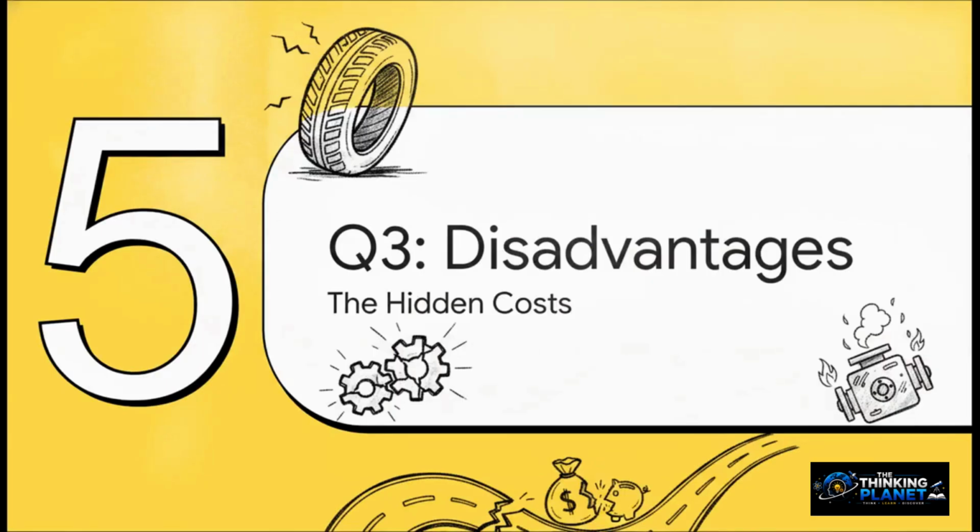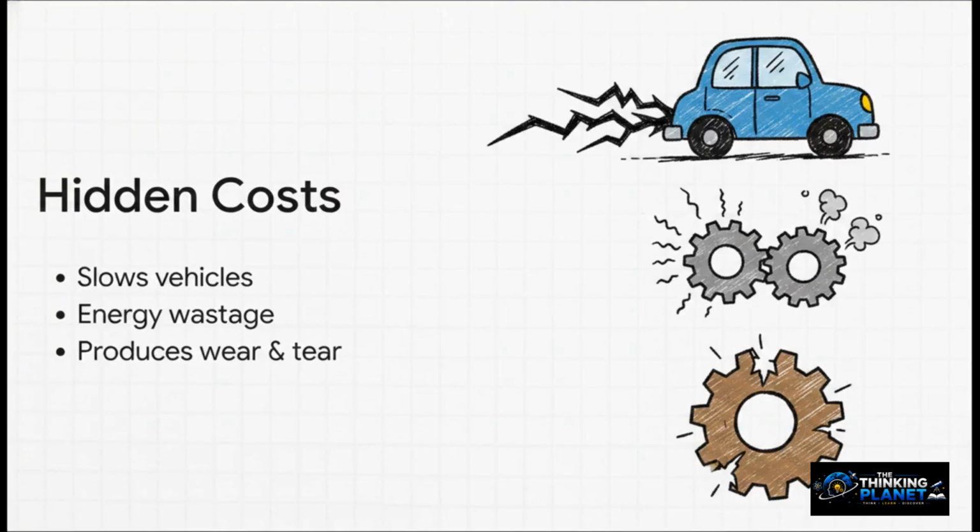Section 5. Exam Question 3. Friction's disadvantages and the hidden costs. Now, to bring complete balance to your exam answers, you also have to be able to explain when friction acts as our worst enemy. So the crucial point here is that friction can also be a massive hindrance. First off, it slows down moving vehicles. It acts as a constant drag that drivers and pilots have to constantly fight against. And that means burning a lot more fuel just to maintain your speed.